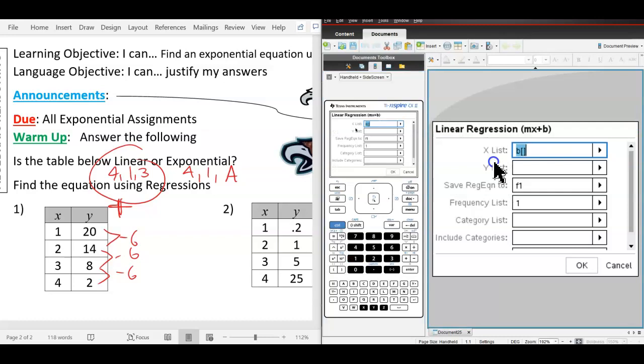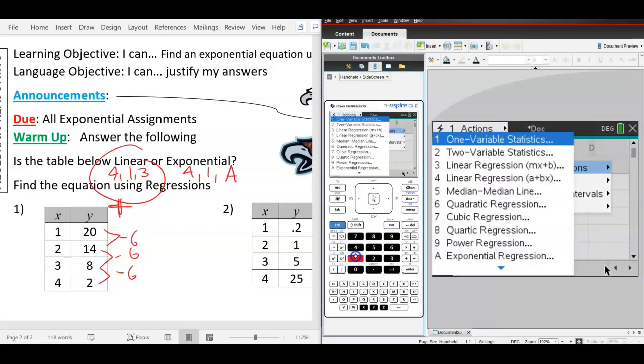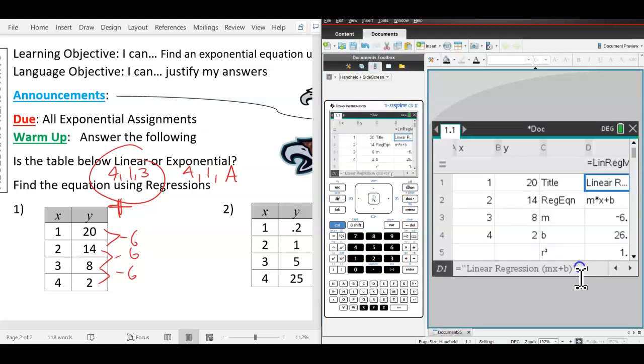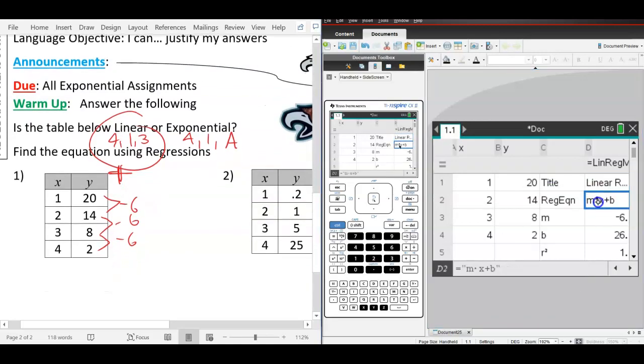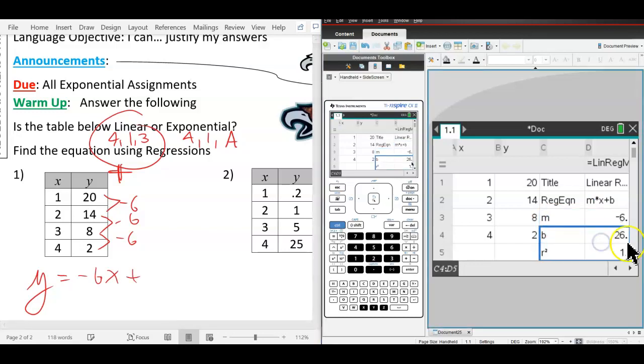Now remember, X has to be X and Y has to be Y. Don't hit cancel. Okay. Try that again. Menu 413 and hit OK, and there you go. Now, that's just information. Remember, the equation is y equals mx plus b. So y equals, what's m? Negative 6 x plus b, which is 26.